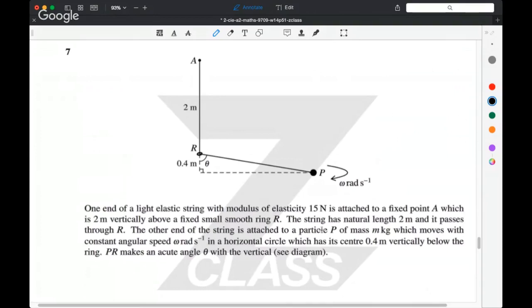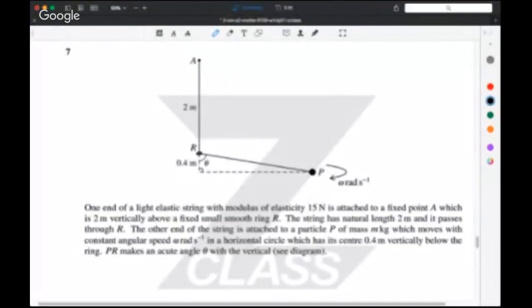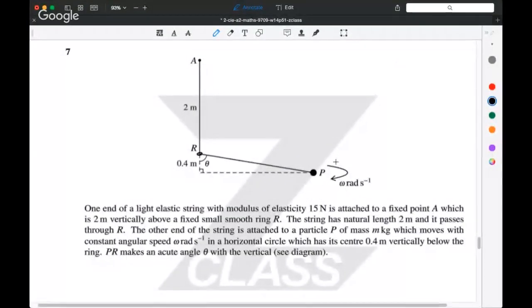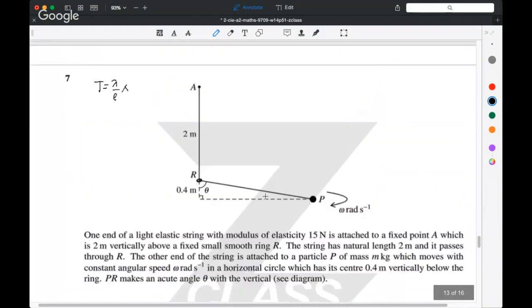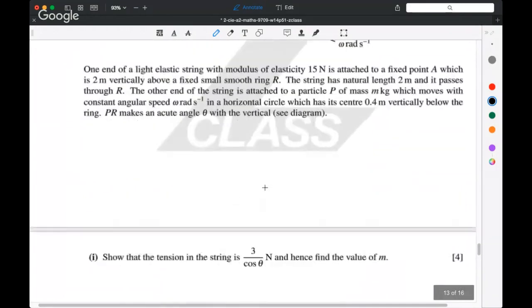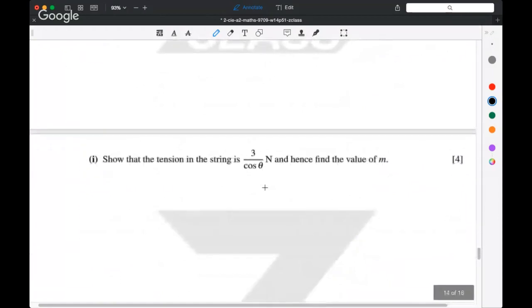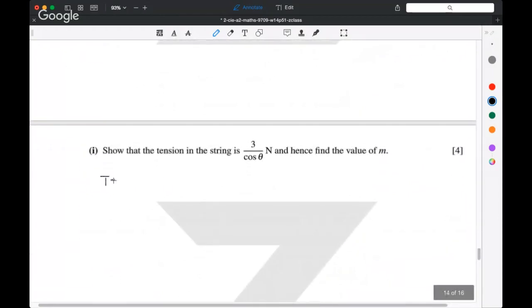Question 7. So this is sort of a rotational motion question, although it's got aspects of the elasticity and stuff happening again. So again, we're going to use this equation, T is equal to lambda over L times x. Now, our first question is asking us to find the tension in the string. Well, that's super easy because it's a formula we've just used. T is equal to, write it again, lambda over L x.